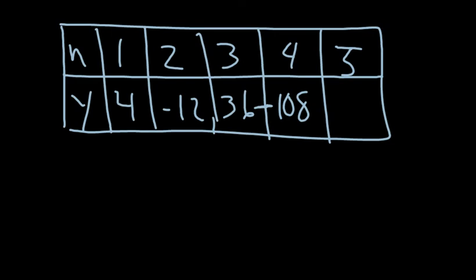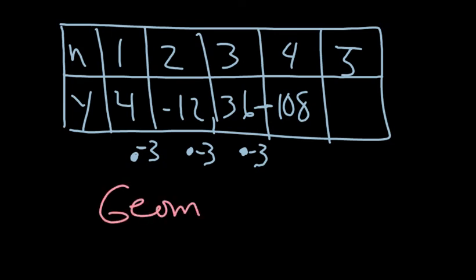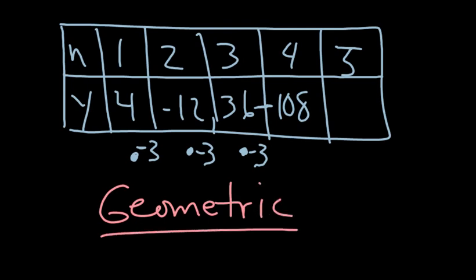Well, 4 times negative 3 would give me negative 12, wouldn't it? And negative 12 times negative 3 would give me positive 36. And 36 times negative 3 would give me negative 108. So, what kind of a sequence is it? Arithmetic or geometric? Well, it's geometric because when you're multiplying or dividing to get the next term, you're a geometric sequence.